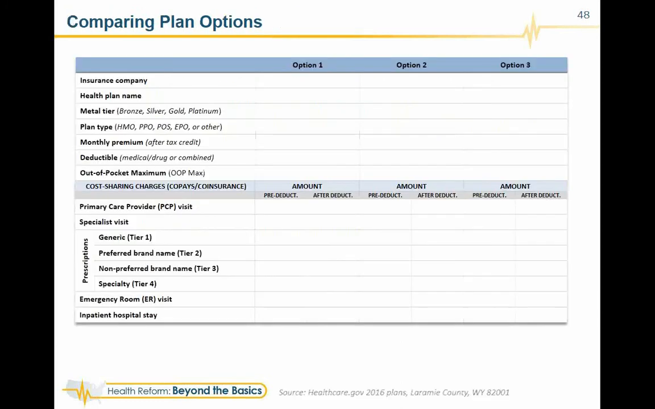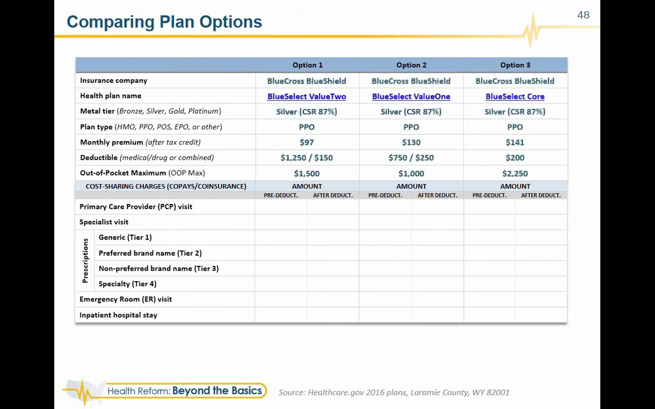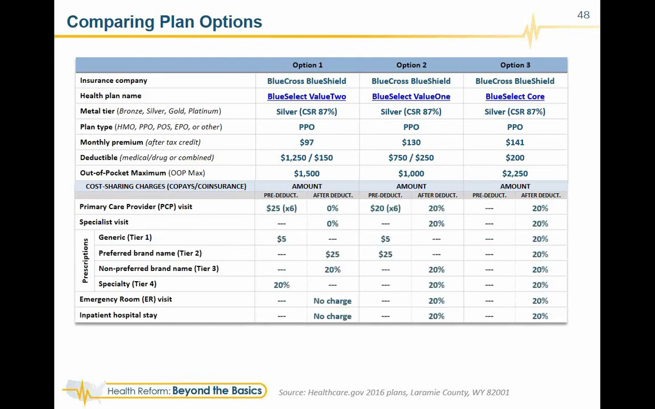So now let's take a look at some of the plans that are available to Doug. Here are 3 silver plans. They're all available through Blue Cross Blue Shield. Although they're all the same cost-sharing reduction level, the actual cost sharing is really different in each plan. As we've mentioned before, only one carrier offers coverage through the marketplace in this example, so all the plan options here have the same provider network and the same drug formulary. That means that premiums and cost sharing charges are the elements that we're going to really focus on for Doug.